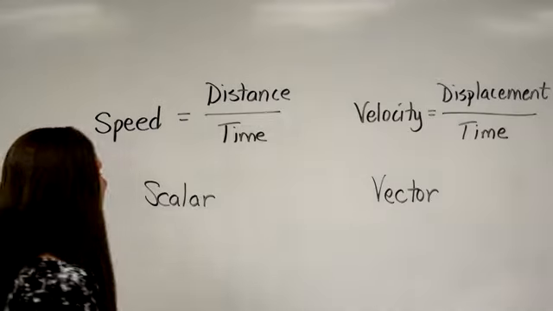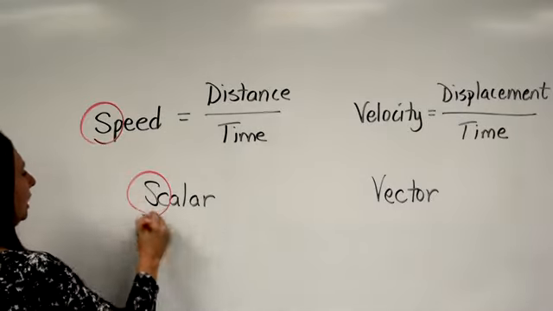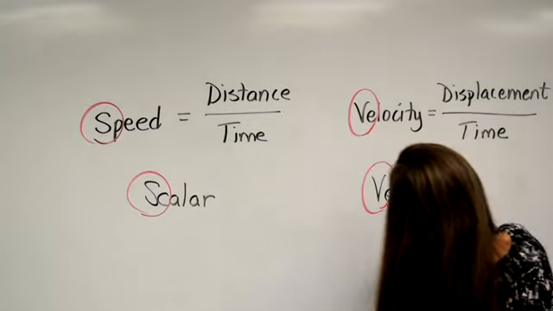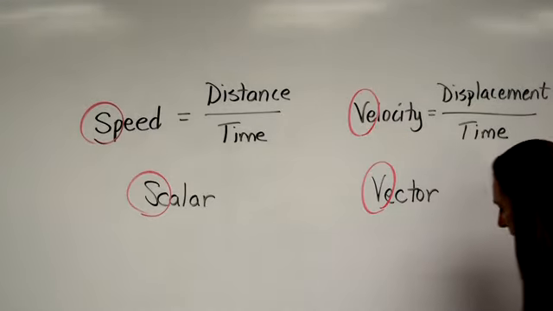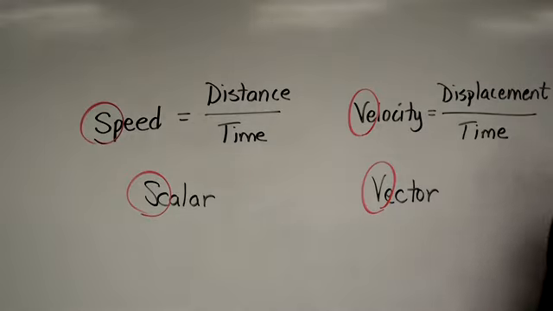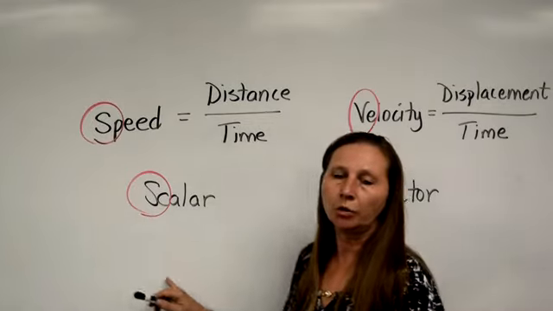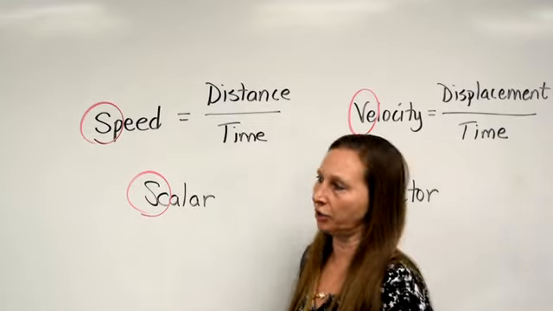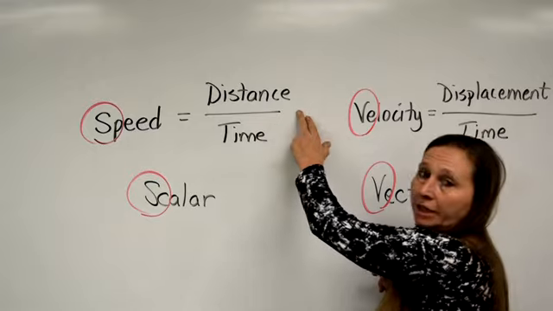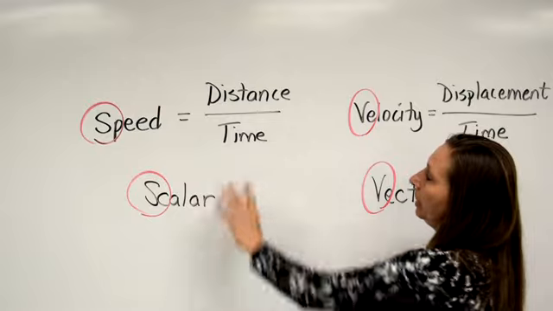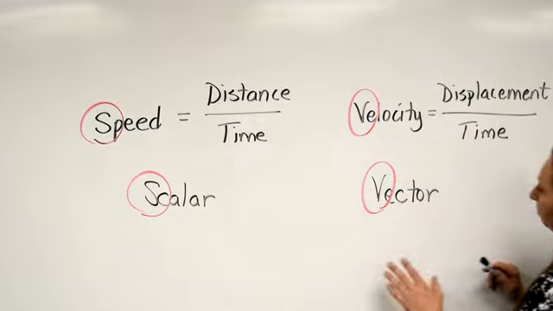Just for fun, note that speed and scalar both start with the letter S, and velocity and vector both start with the letter V. That's just a little fun fact to help you remember that speed is the scalar and velocity is the vector. Because speed is a scalar, we only care about the magnitudes. We don't care about the directions. But by calculating distance, we're already incorporating that caring about only the magnitude into the calculation of the speed.